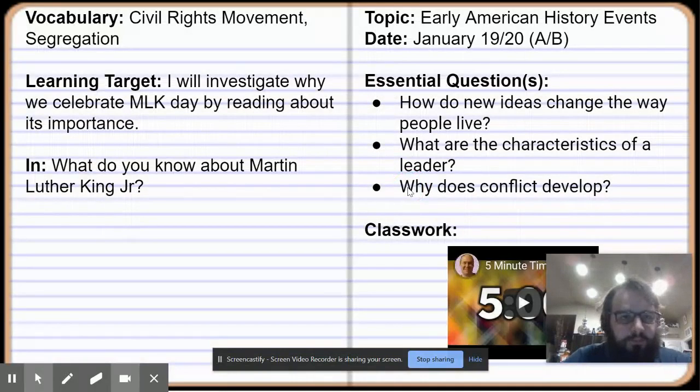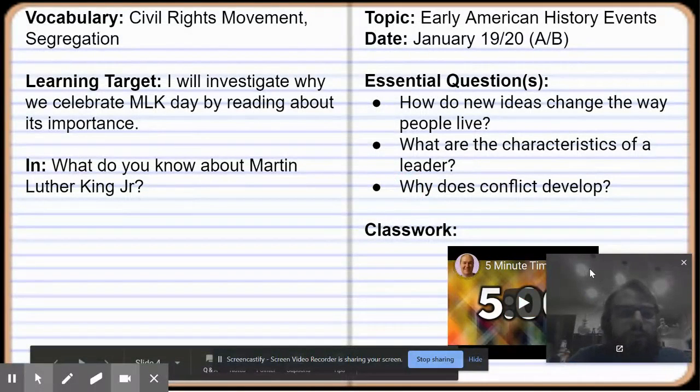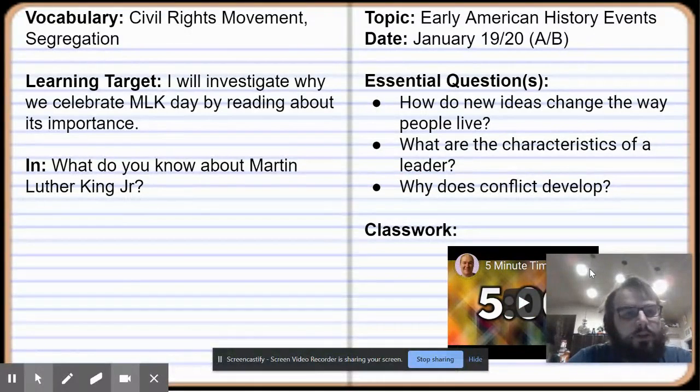All right, our notebook for today, we have two vocab words, civil rights movement and segregation. Our learning target for today is we're going to be investigating why we celebrate MLK Day by reading about its importance. You guys are actually going to be reading about his I Have a Dream speech and applying that to whether or not you think it still has any relevance to us today. Our in for today, what do you know about Martin Luther King Jr.?